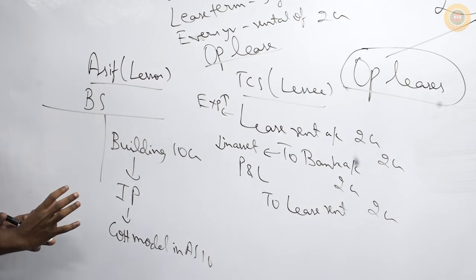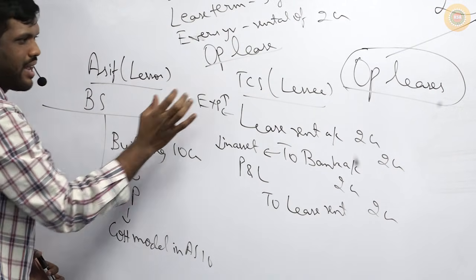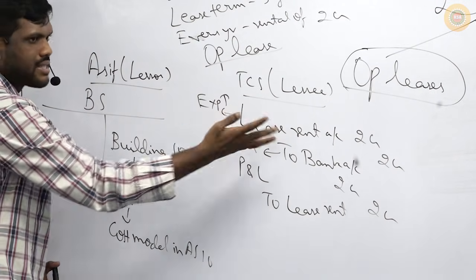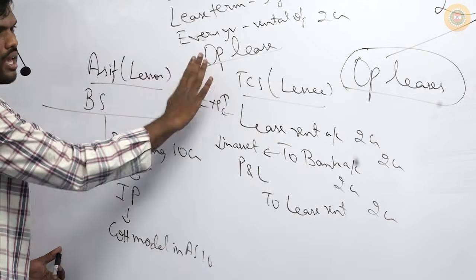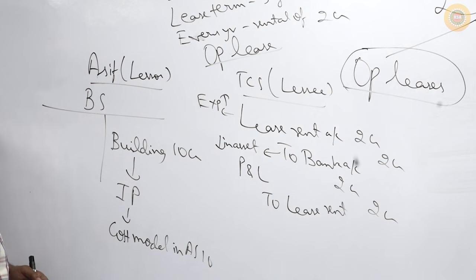Finance lease is the complicated one. In an operating lease, the lessee will pass the entry: lease rent account debit to bank account. This lease rent is an expense for the lessee. He will charge it to the P&L account, so P&L account debit to lease rent.